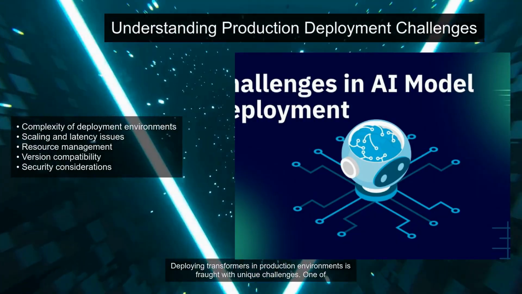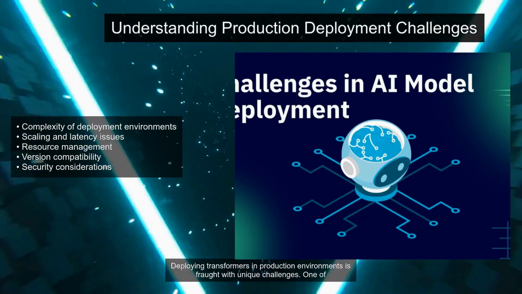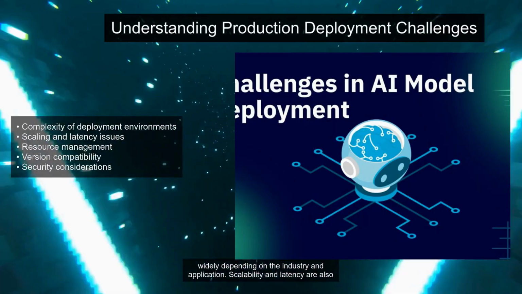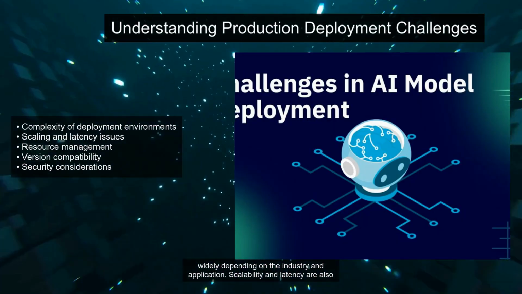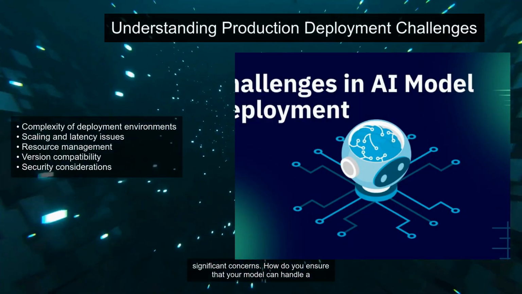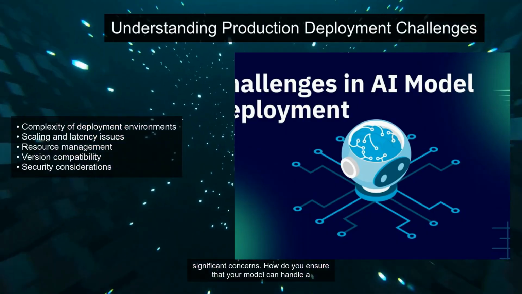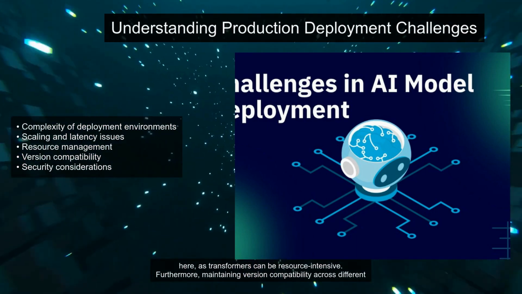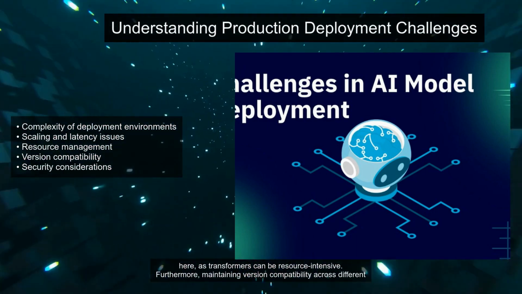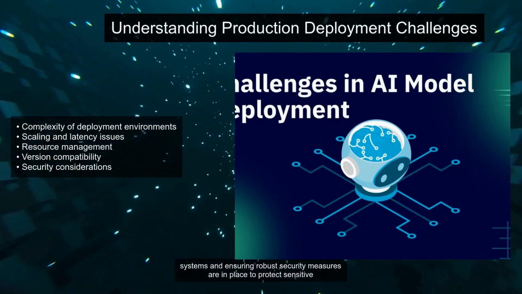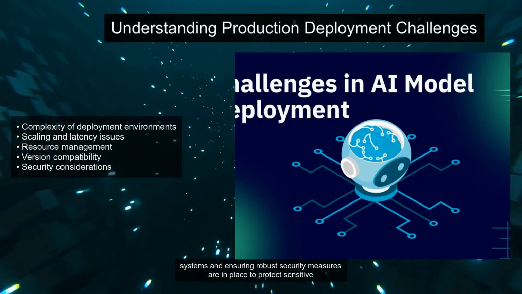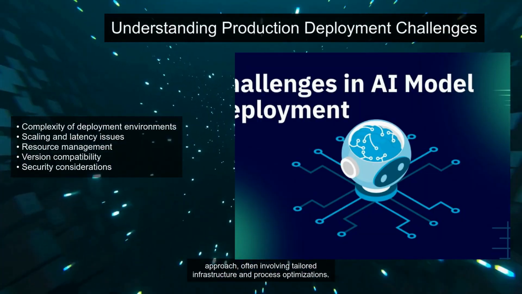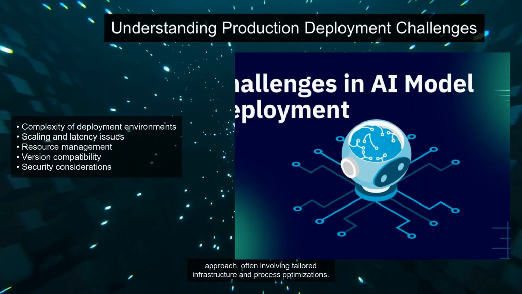Deploying transformers in production environments is fraught with unique challenges. One of the foremost issues is the complexity of these environments, which can vary widely depending on the industry and application. Scalability and latency are also significant concerns. How do you ensure that your model can handle a sudden influx of data without suffering performance degradation? Resource management becomes critical here, as transformers can be resource intensive. Furthermore, maintaining version compatibility across different systems and ensuring robust security measures are in place to protect sensitive data are pivotal for successful deployment. Addressing these challenges requires a strategic approach, often involving tailored infrastructure and process optimizations.